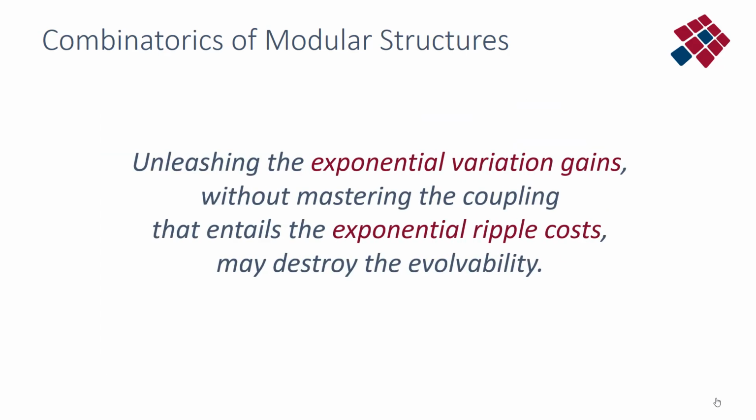So basically, the design directives of modular structures or architectures, high cohesion, low coupling, are basically grounded in combinatorics. You want to unleash, through high cohesion, through separation, the exponential variation gains. But of course, then you need to master the coupling, because you unleash the exponential variation gains, but you could also unleash the exponential ripple costs between the modules, and that would destroy your evolvability.